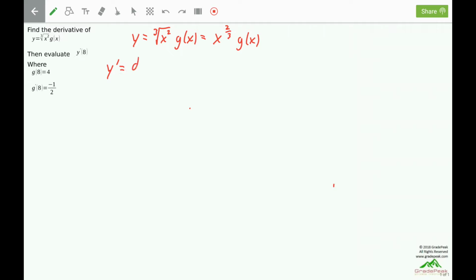Y prime, which can also be called dy dx, will equal the derivative of the first, power rule, bring the power down and subtract 1 from it. I will call that 3/3. Derivative of the first times the second left alone plus the first left alone times the derivative of the second. I will call that g prime of x.